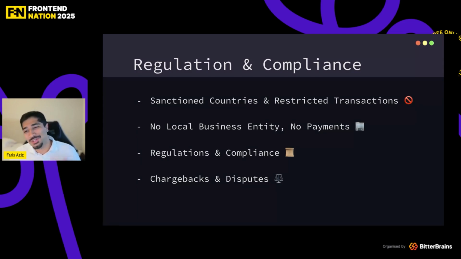Finally, there are also chargebacks and disputes. If chargebacks and disputes go too high, let's say, for example, in Stripe, and your reputation gets damaged, depending on your business model, Stripe may kick you off, and then you lose your ability to accept payments altogether.